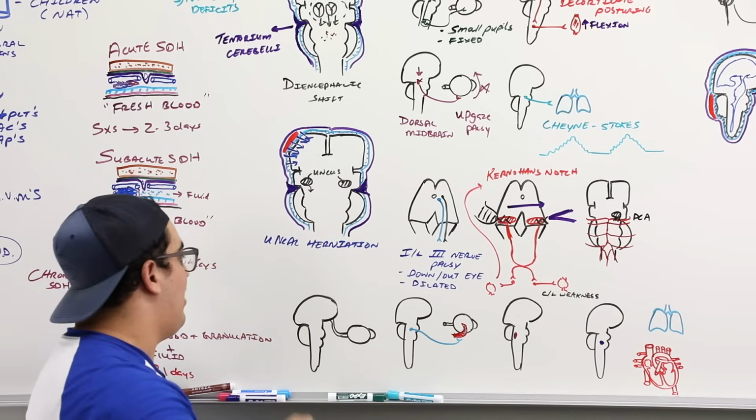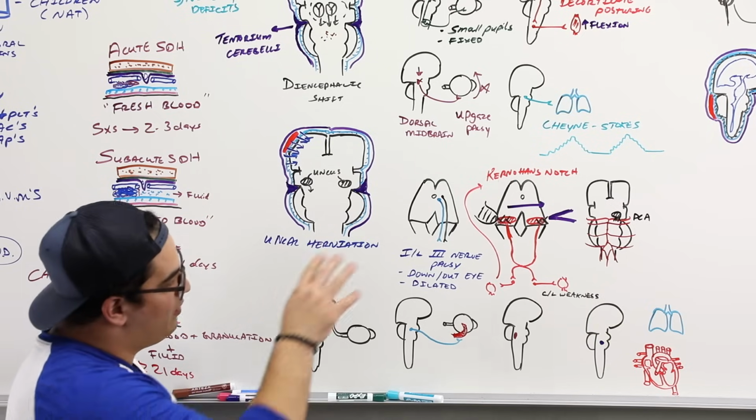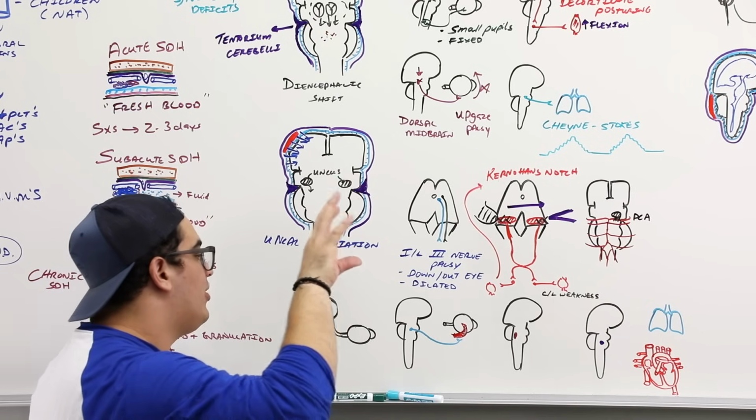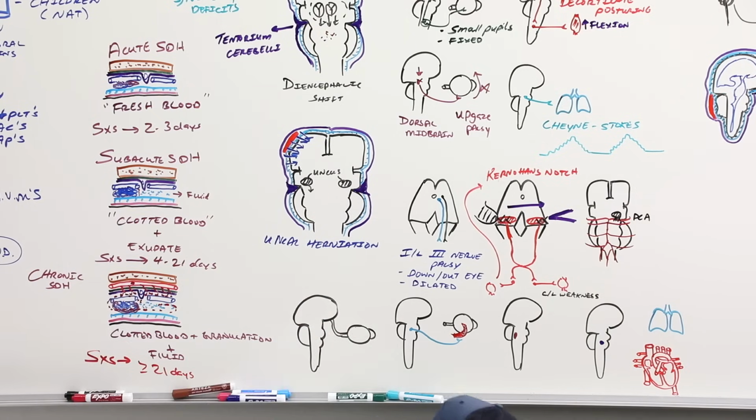All right, we talked about the big herniation syndromes here. There's one more, and we'll get to that one in just a second here, because that one is a little bit more common that you can see with subdural as compared to something with an epidural hematoma.